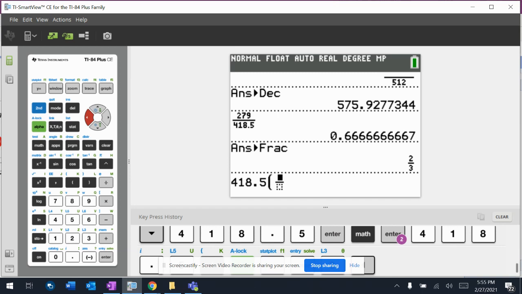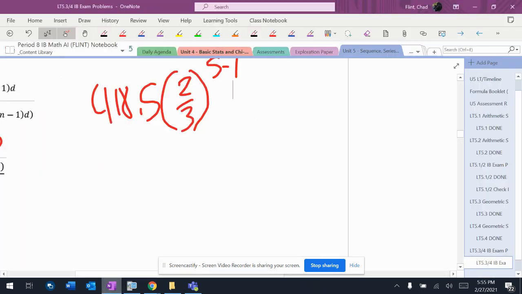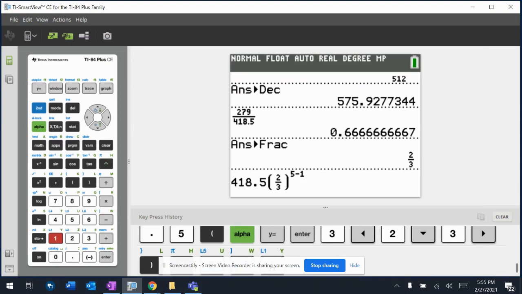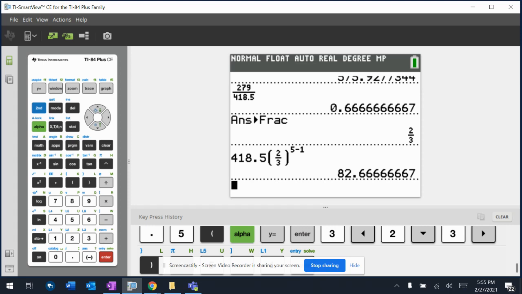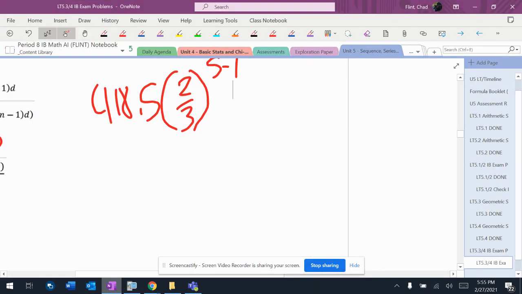2/3 to the 5 minus 1. Didn't give me a fraction, so math fraction. 248 over 3.